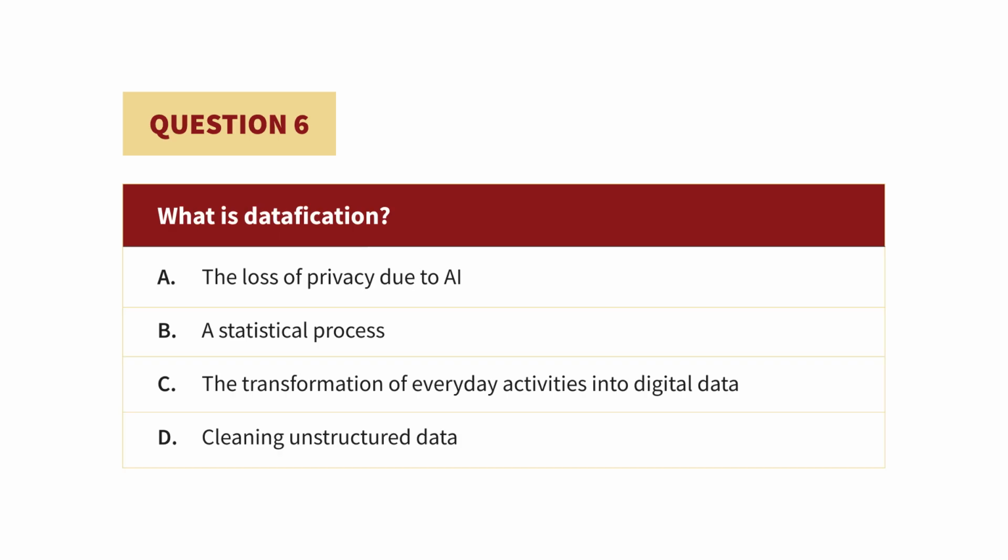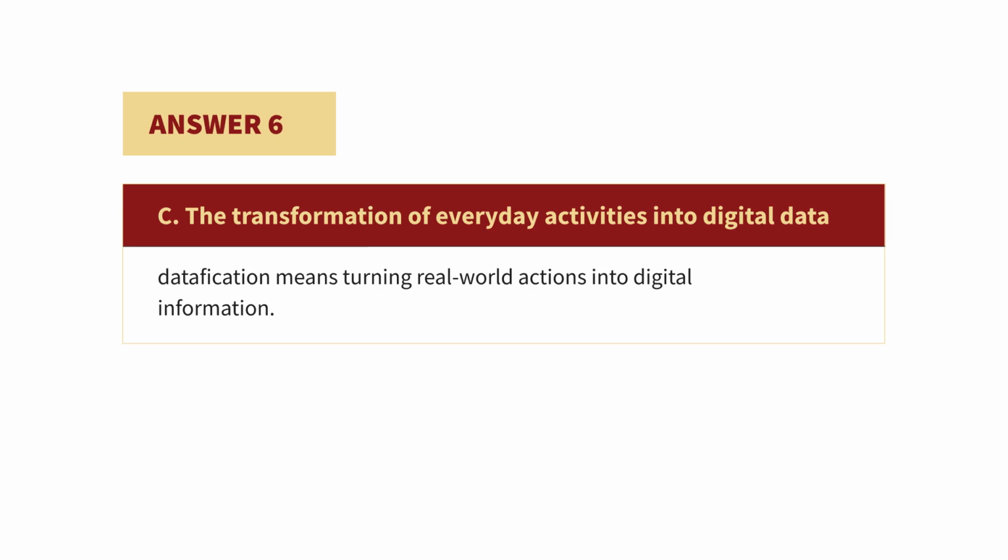Question 6. What is datafication? A. The loss of privacy due to AI. B. A statistical process. C. The transformation of everyday activities into digital data. D. Cleaning unstructured data. The answer is C. Datafication means turning real-world actions into digital information.